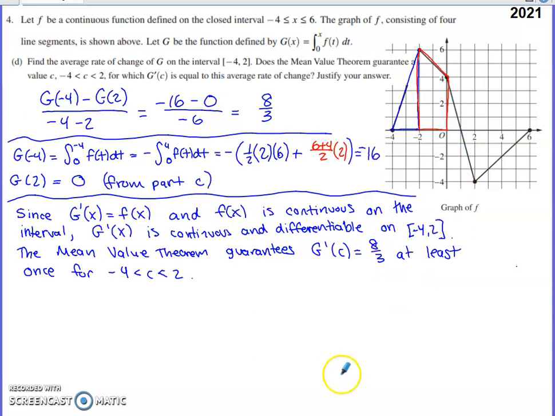And then the last part of this is one that asks us to do several things. We are asked to find the average rate of change of g on the interval -4 to 2. Average rate of change is simply going to be a slope calculation applied to the function using the endpoints of the interval that you're asked to do it across. So g of -4 minus g of 2 over -4 minus 2.